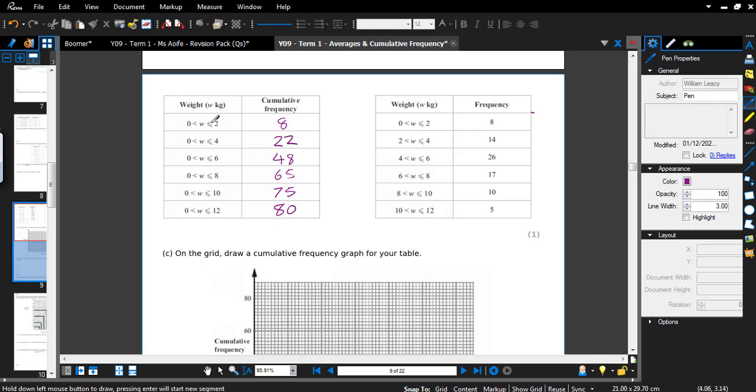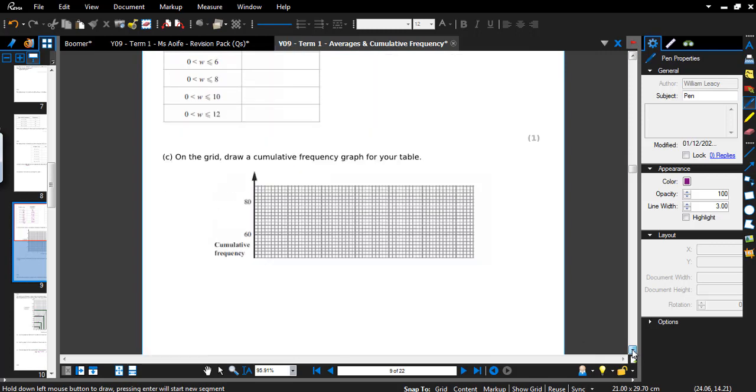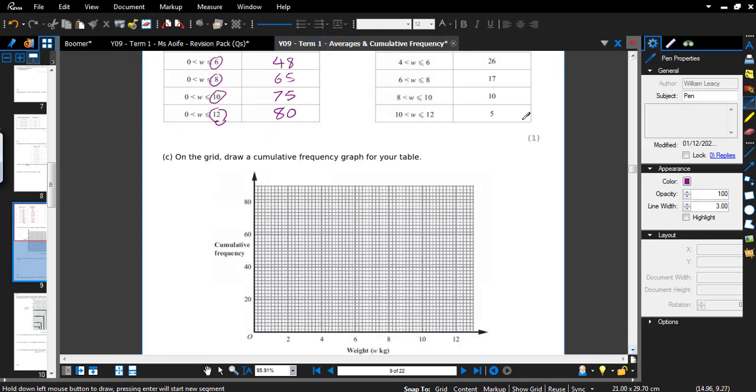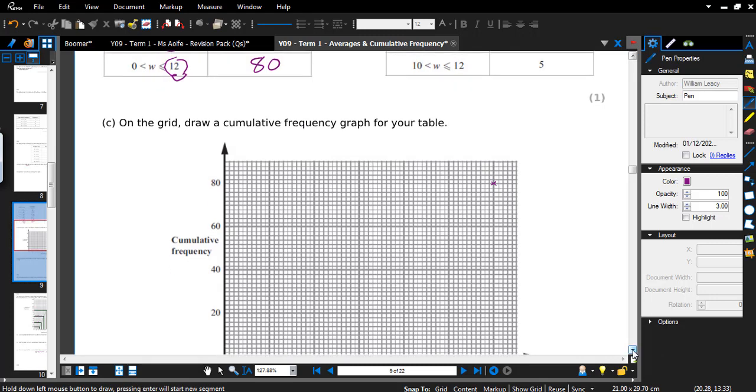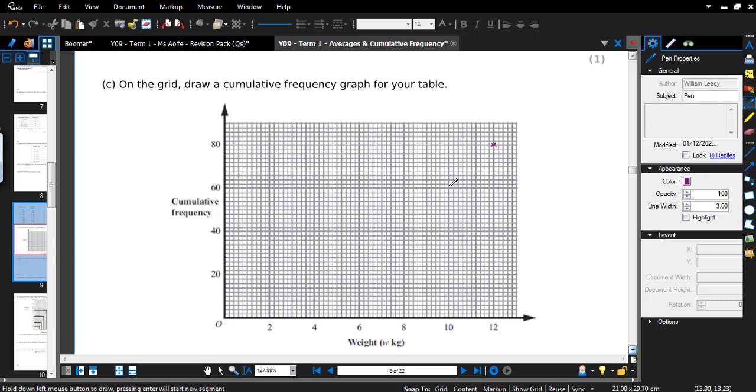Now, we're always going to go from the end value. In the future, you'll do stuff where you go from the middle, but not with cumulative frequency. You always use this as your x coordinate. So I'm going to work backwards. 12 and 80. So go to 12 and you go to 80. And then 10, 75.